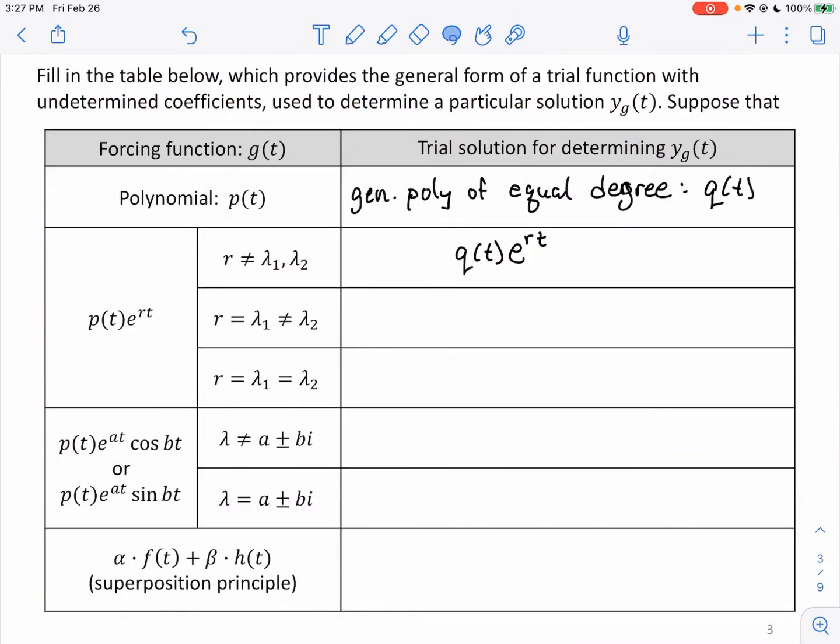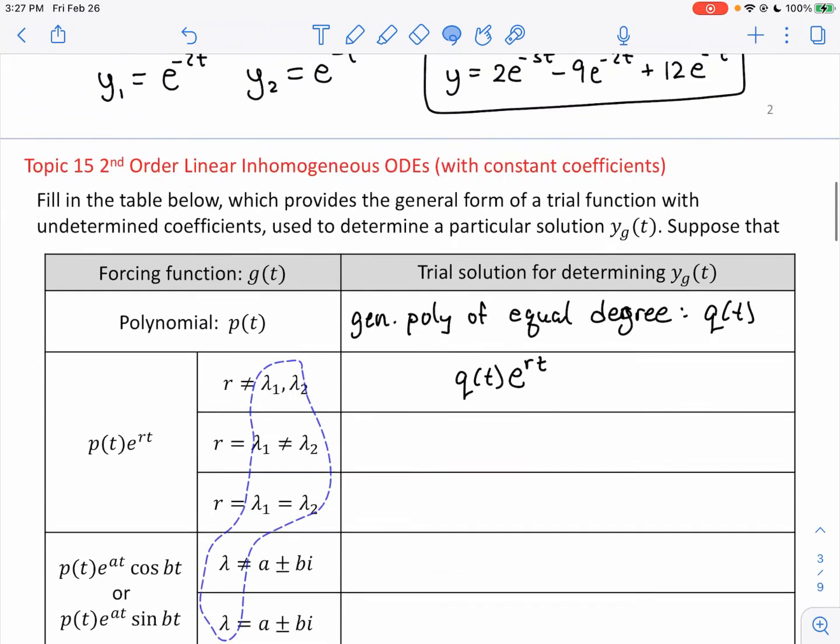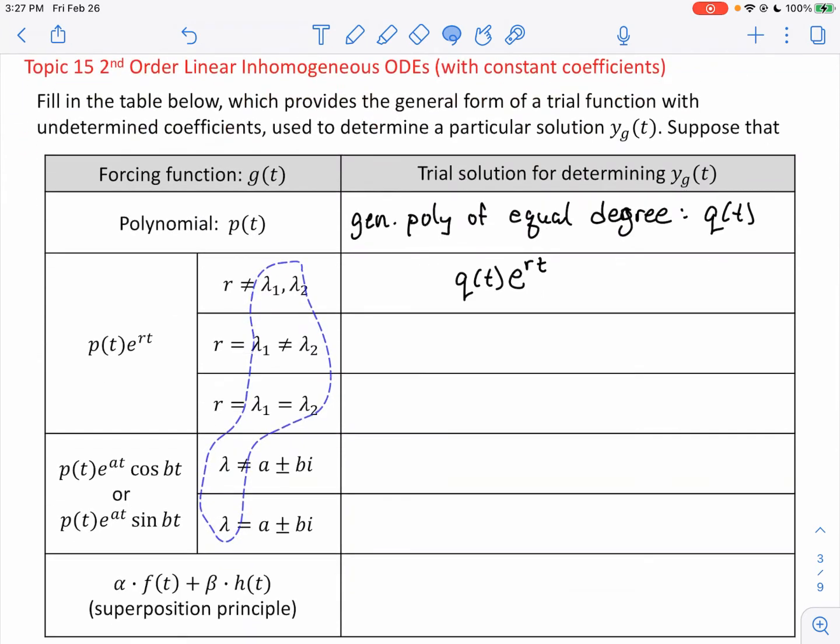If the r, that's the coefficient of t in your forcing function, happens to be one but not both of the roots of the characteristic polynomial, not the p's and q's, but the characteristic polynomial. That's what these lambdas are, by the way. Maybe I should have made that more clear in this slide, but the lambdas are the roots of the characteristic polynomial.